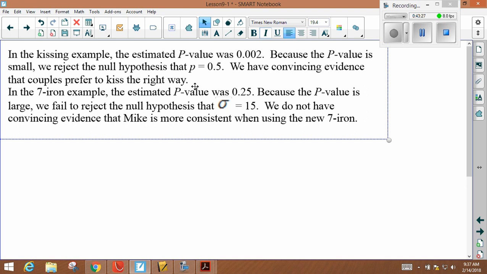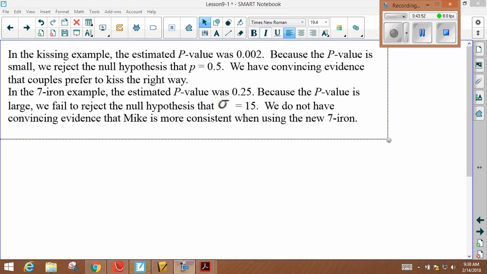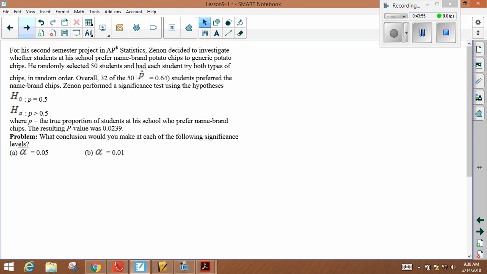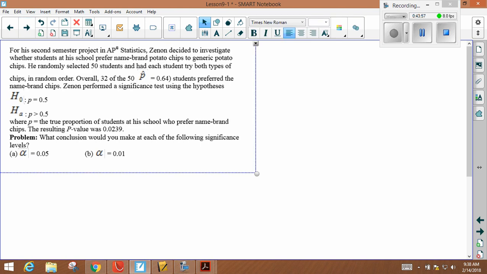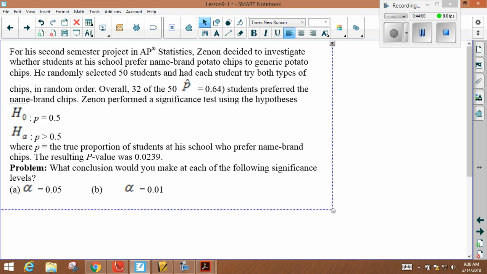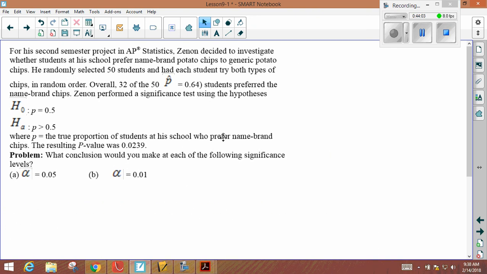All right, we need to talk about what happens when we make mistakes, because there are errors, and we need to make sure that we don't make them, and they're actually so common that they've been named. But first, let's do another example. We'll talk about type 1 and type 2 errors next.